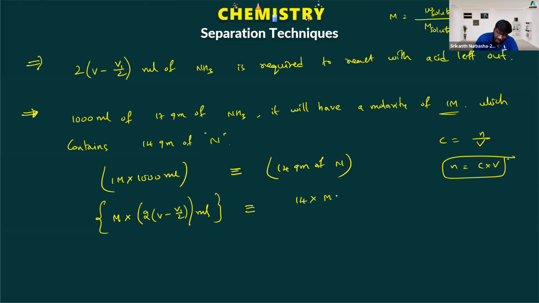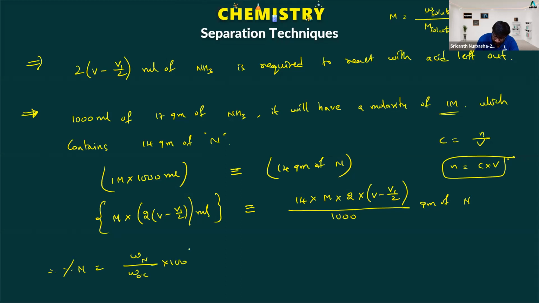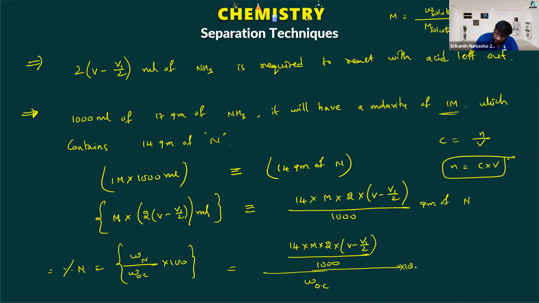14 into molarity M into 2 into (V minus V1) by 2, whole divided by 1000. These many grams of nitrogen. Yes or no? So what is the percentage of nitrogen now? Therefore, percentage of nitrogen is equal to weight of nitrogen by weight of organic compound into 100. What is the weight of nitrogen? Weight of nitrogen is this one: 14 into molarity M into 2 into (V minus V1) by 2, whole divided by 1000, whole divided by weight of organic compound into 100.